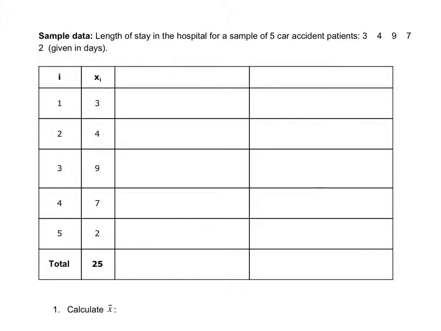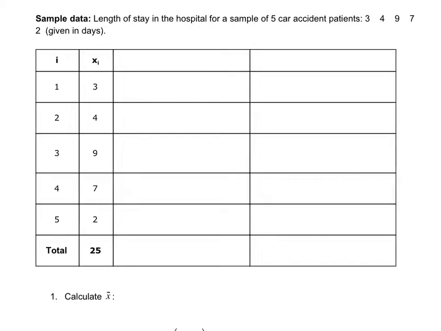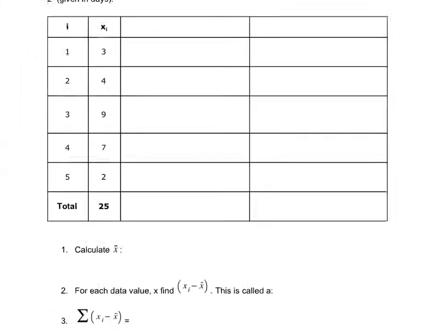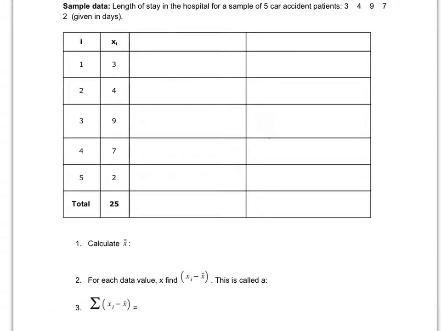All right, the first thing we want to do is calculate the mean number of days. To do that, we take the sum of the x values, 25, which is already calculated for us, and divide by the sample size, 5. So we get a mean value of 5 days.